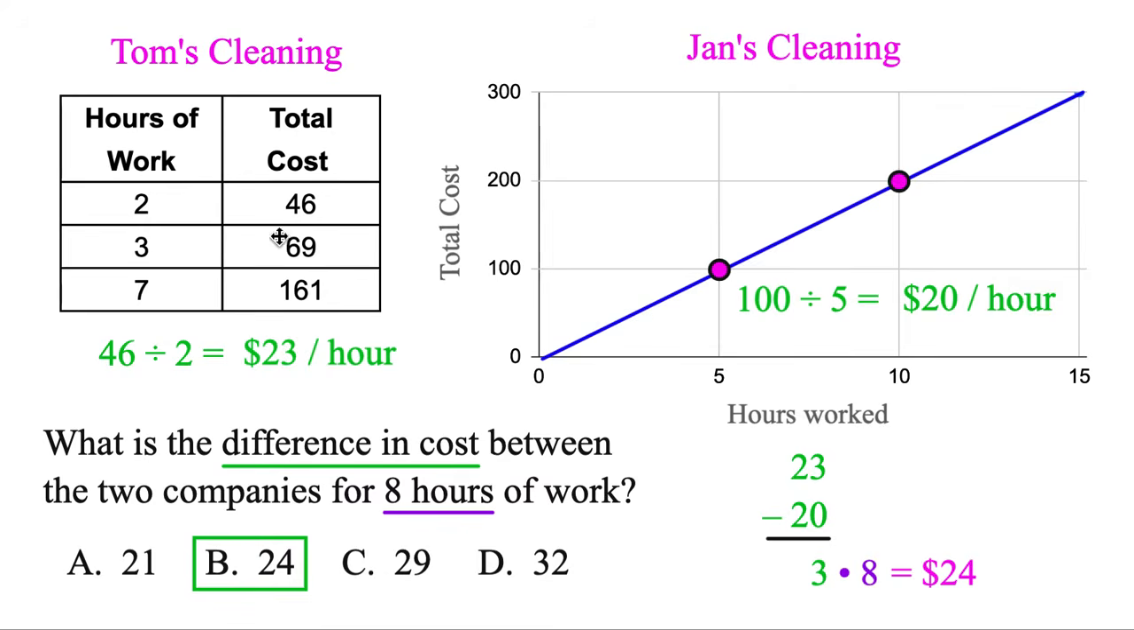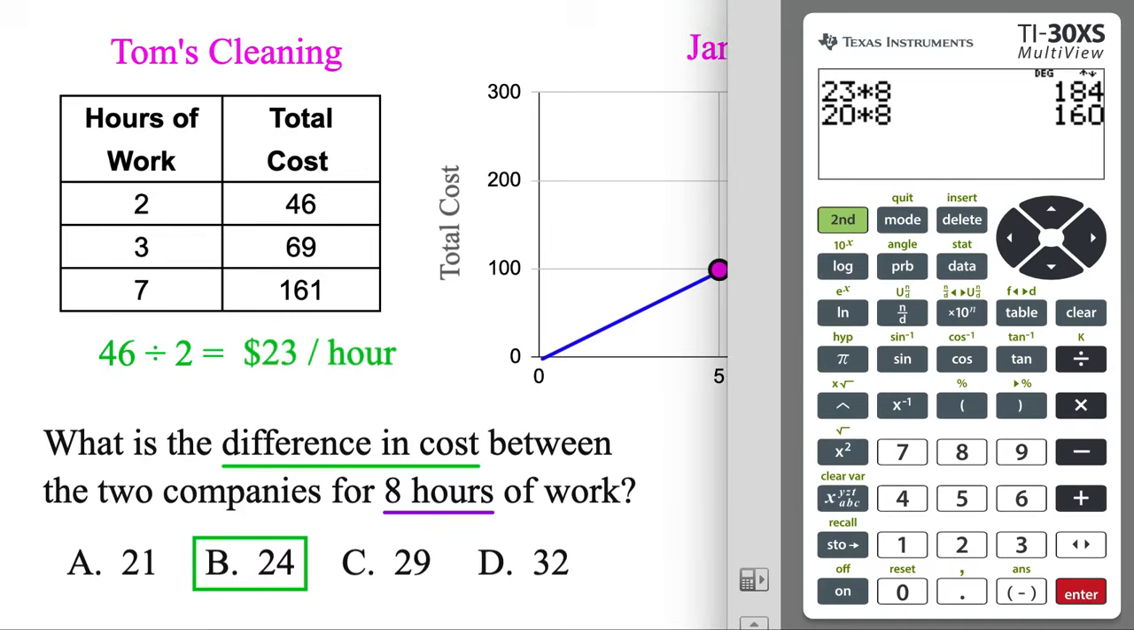But another way to do that is you could just do 23 times 8, find out the cost for that company. Then do 20 times 8, find out that cost. And that'll give you these two amounts. But then we could just subtract these two, and that's another way to get 24 there. So whichever of those methods makes more sense.